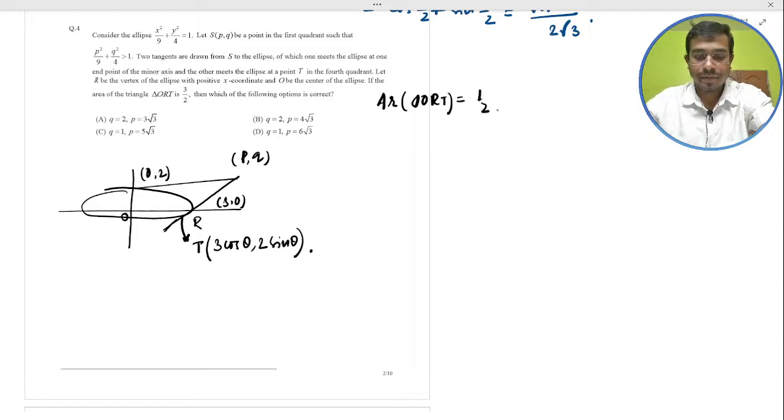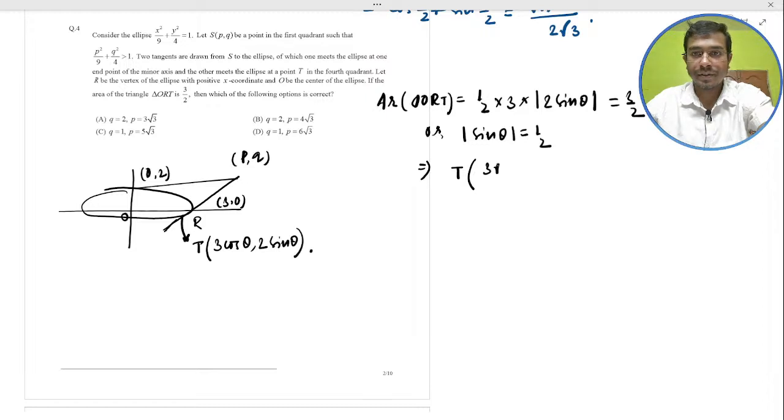This is half into base into height. Height means 2 sin theta. This is 3 by 2, or the mod of sin theta. This is half. That means the T point would be 3 root 3 by 2 minus 1. Also comparing, you would get the Q value. This is 2. That means the S point P2.